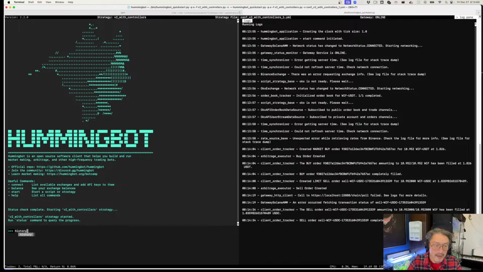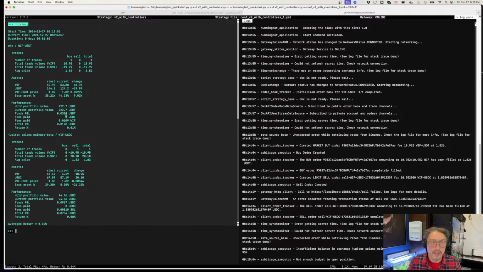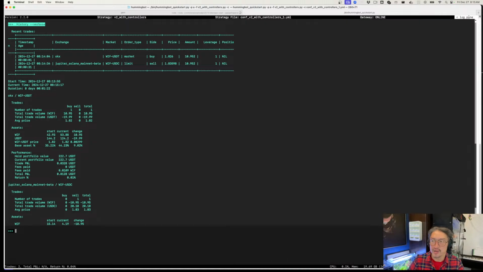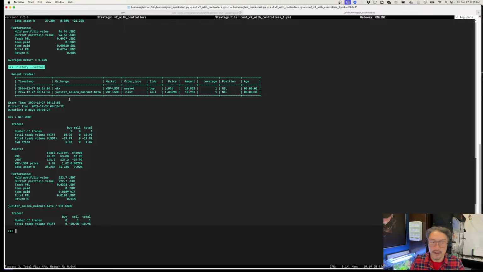If we run the history command, that'll tell us the trade on the two accounts and how much money we made. It actually did look like we made a small amount of money on the arbitrage, because we bought at OKX, kind of here, and then we sold here. We can see this in more detail if we run history --verbose, because this gives us the actual trades in addition to the table. So we can see that we did two trades. We bought at OKX at 1.826, and then we sold at Jupiter at 1.83.